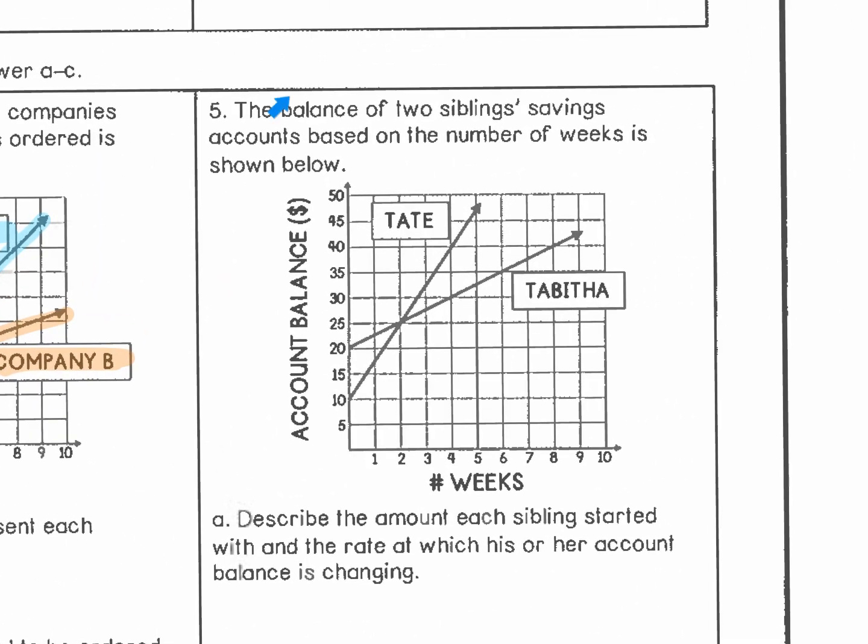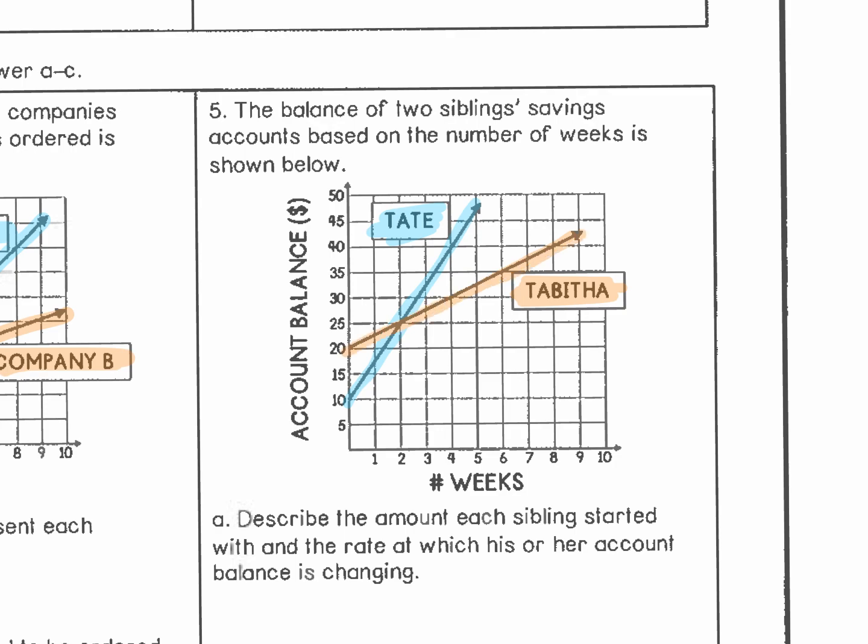Okay, question 5. Almost done. The balance of 2 sibling savings accounts is based on the number of weeks that are shown below. So we have Tate. This line is going up very fast. So get one highlighter. I'm going to highlight Tate's name and highlight the line that goes with that person. And then the second one is Tabitha. I'm going to highlight her line.